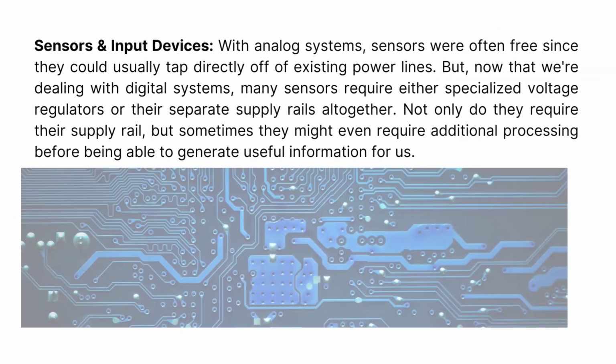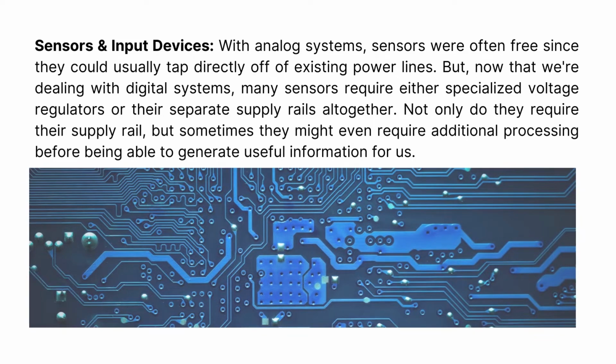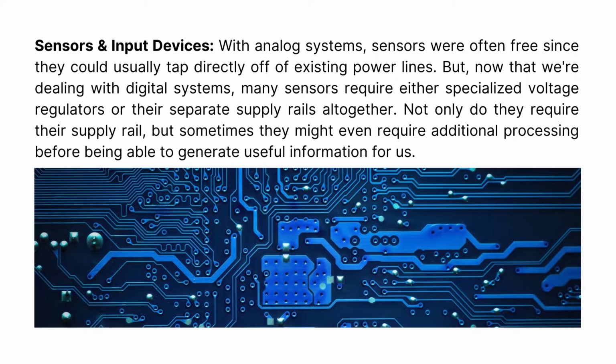Sensors and input devices. With analog systems, sensors were often free since they could usually tap directly off of existing power lines. But now that we're dealing with digital systems, many sensors require either specialized voltage regulators or their separate supply rails altogether. Not only do they require their supply rail, but sometimes they might even require additional processing before being able to generate useful information for us.